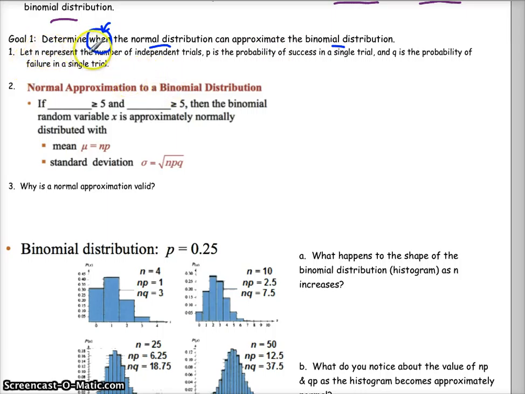We're going to let n represent the number of independent trials. That's our sample size. P is the probability of success in a single trial, and Q is the probability of failure in a single trial. So that has not changed. So what did you learn as you read?